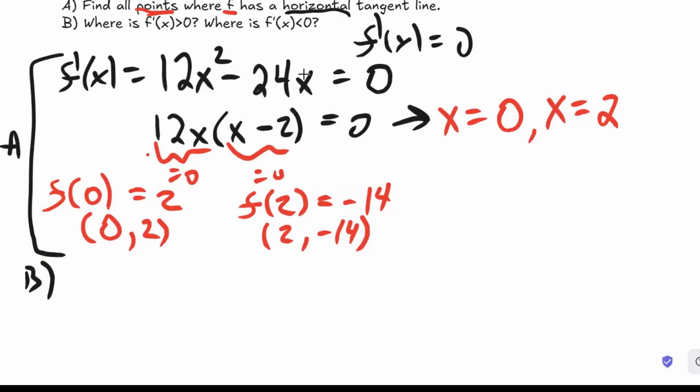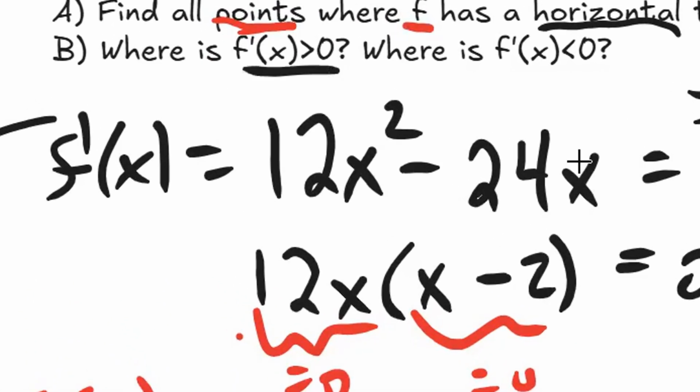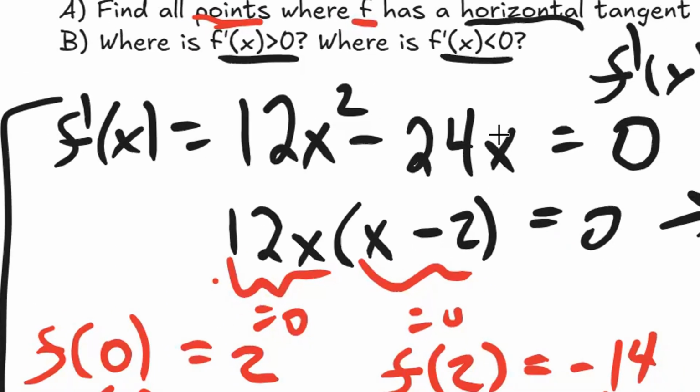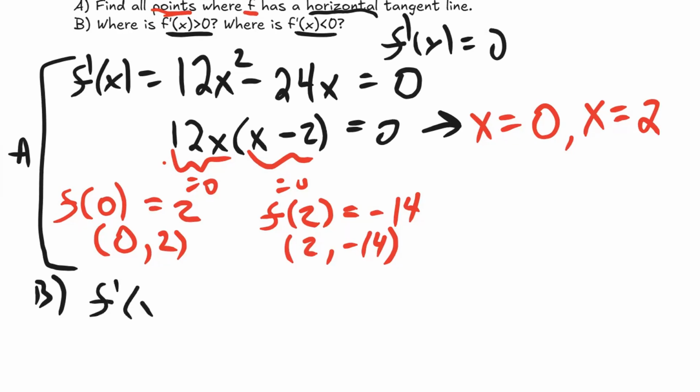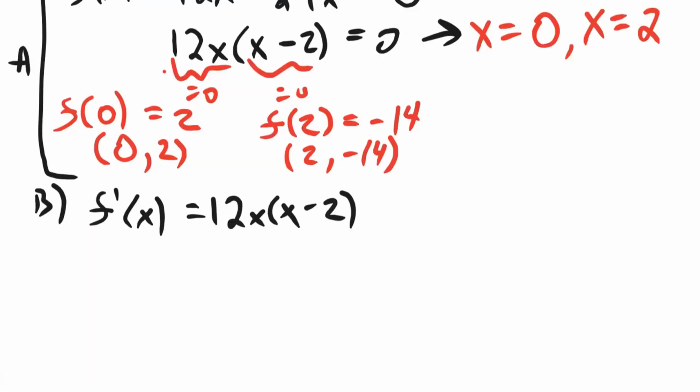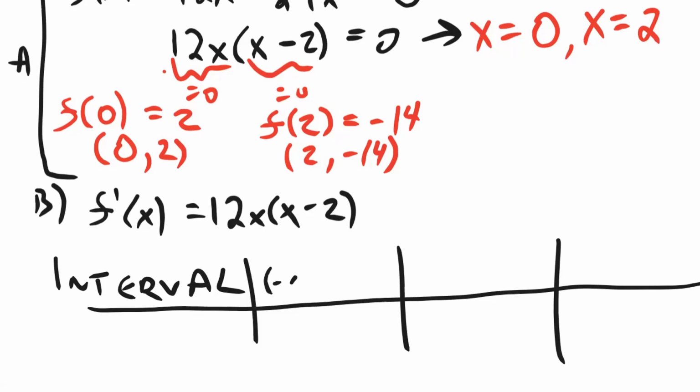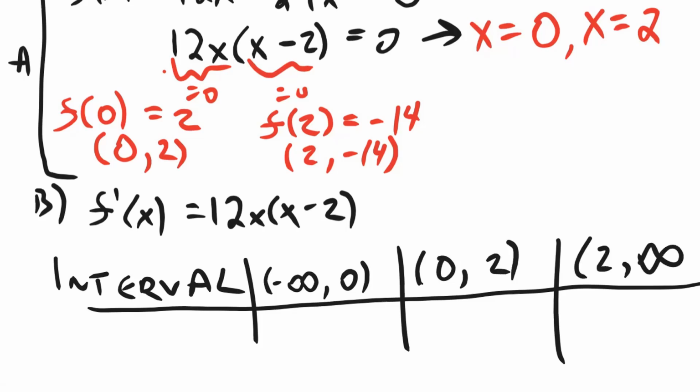For part B, we want to find where f prime is greater than 0 and where f prime is less than 0. So if we look at f prime again, I'm going to take the factored form, which is 12x times (x minus 2). Now, in order to solve these inequalities, we're going to use the zeros of f prime that we got from part A, so when x is 0 and 2, and make a table using the intervals that would result from that. So the first interval would be from negative infinity to 0, then from 0 to 2, and then from 2 to infinity.